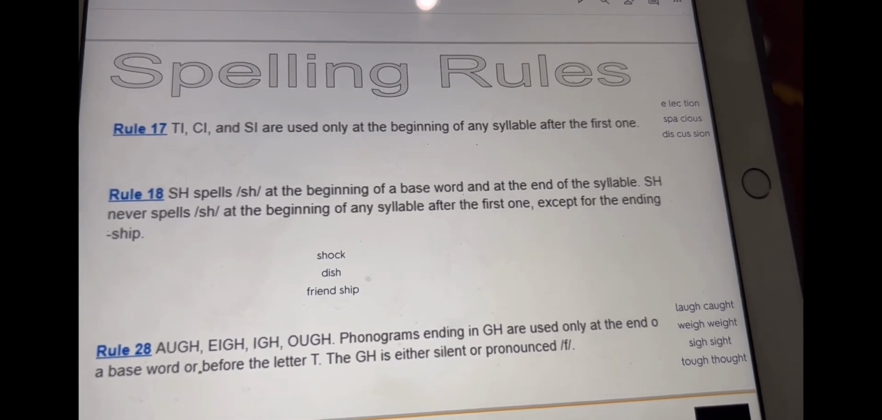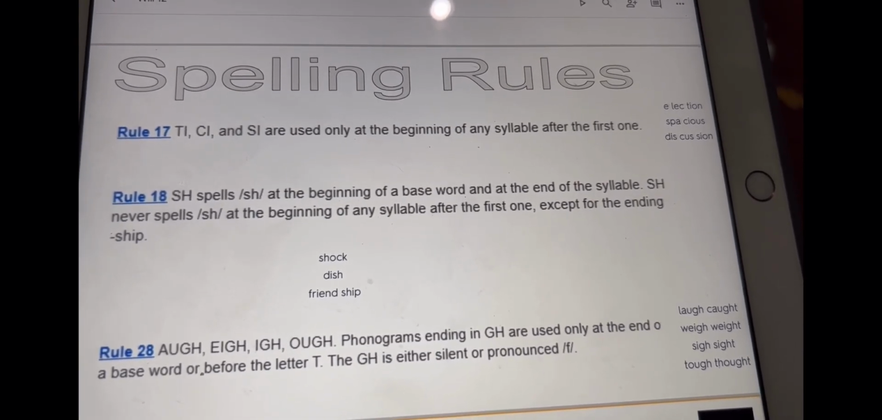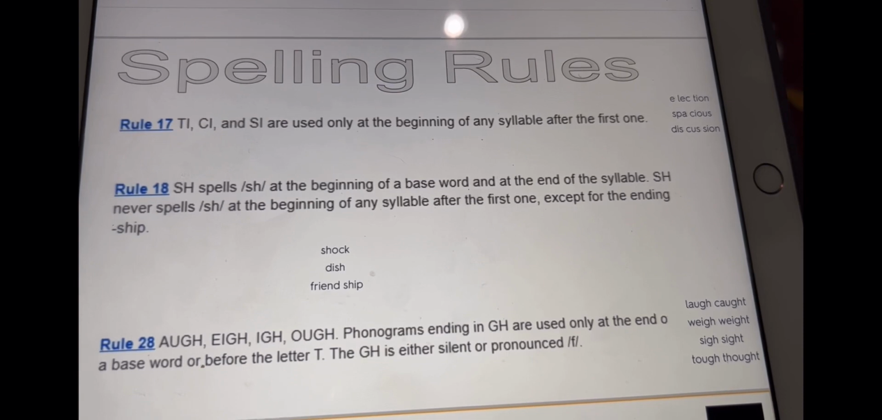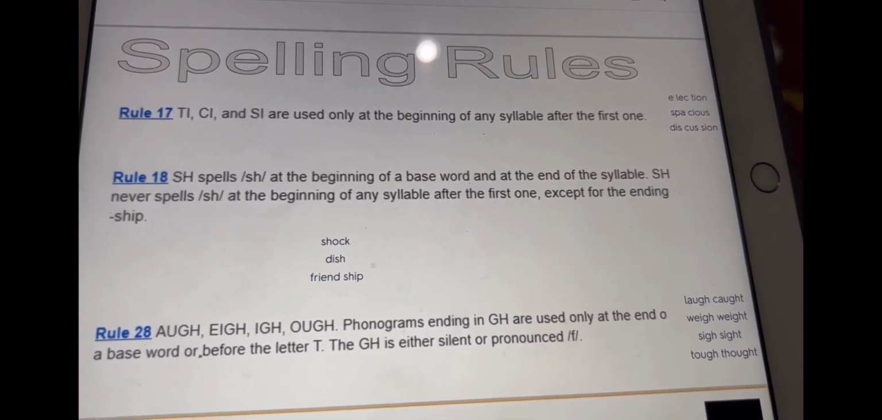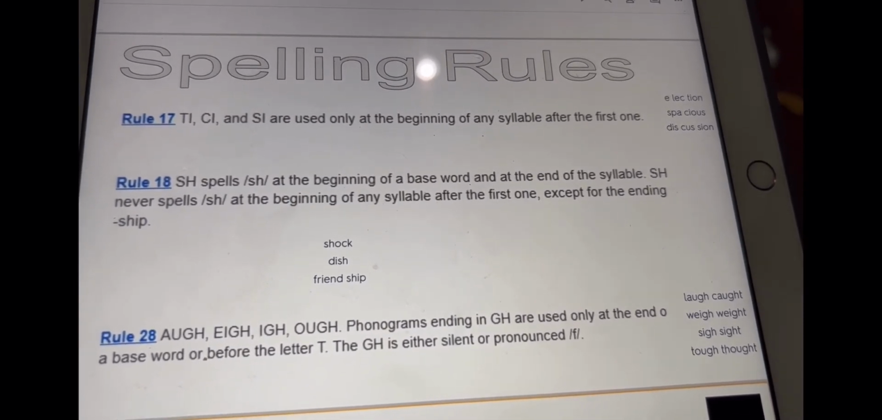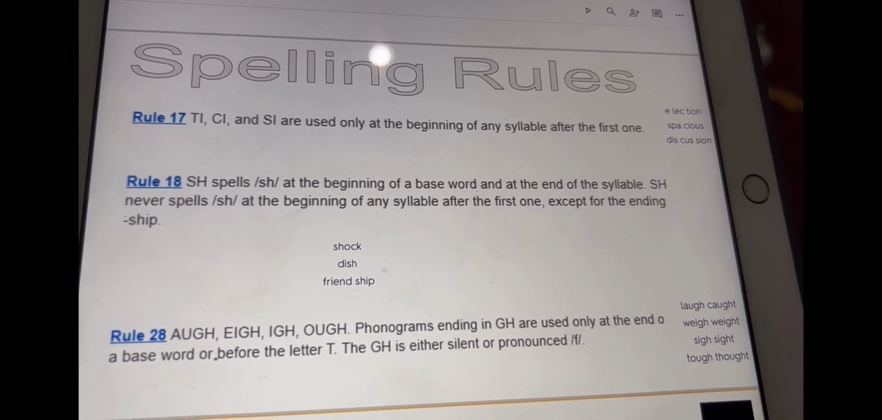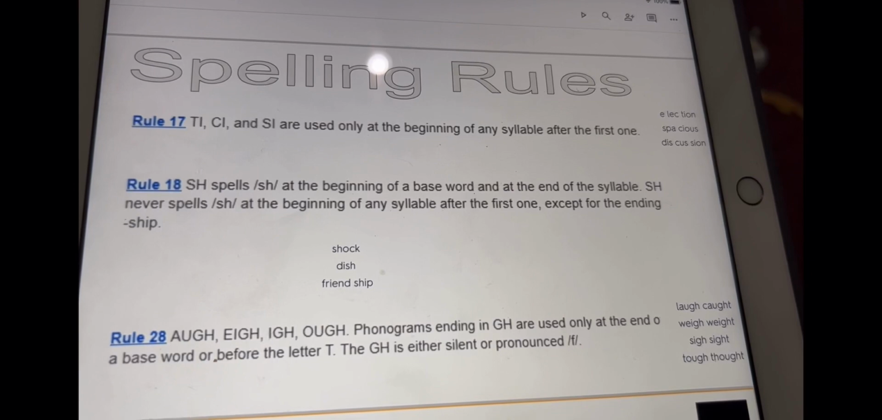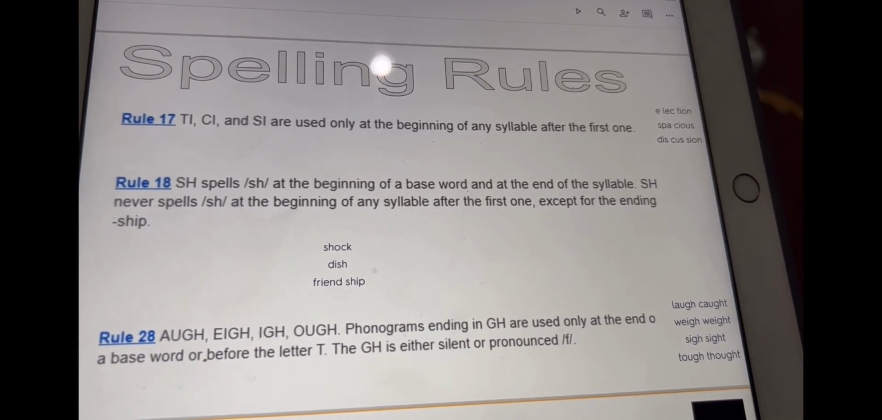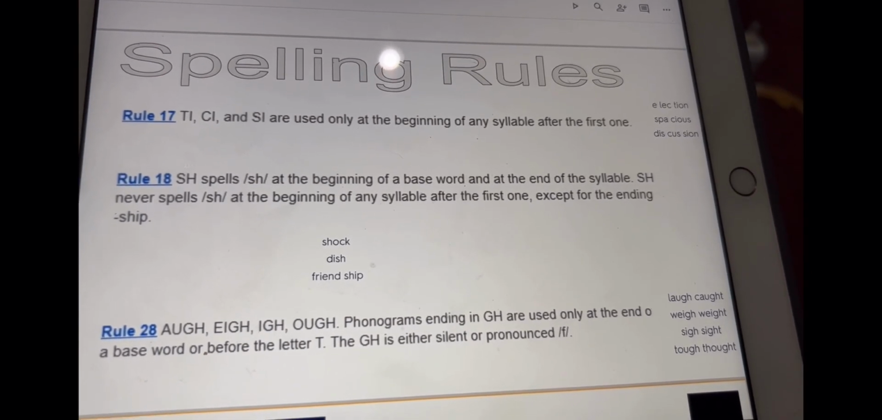Rule 18. SH says sh only at the beginning of a word or at the end of a syllable. The only exception is the ending ship, such as in friendship. Like shock and dish, the exception would be at the ending, like in friendship.